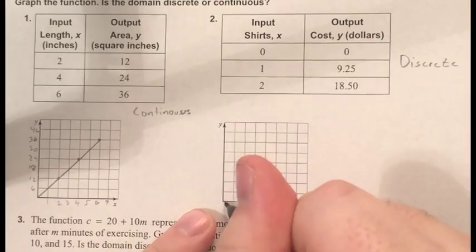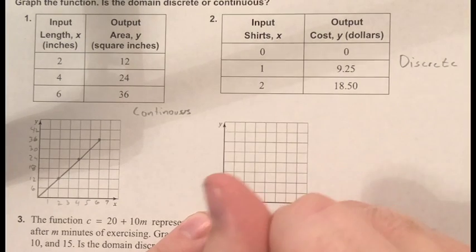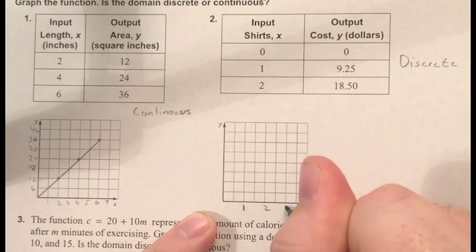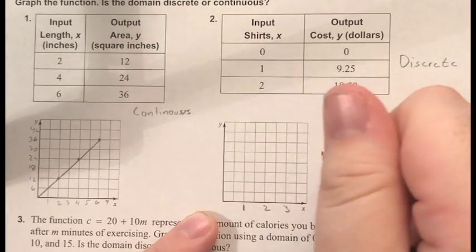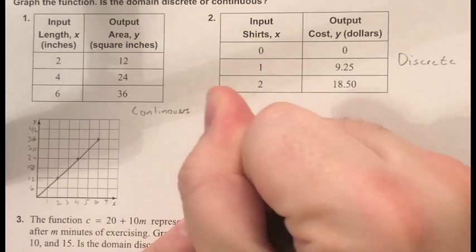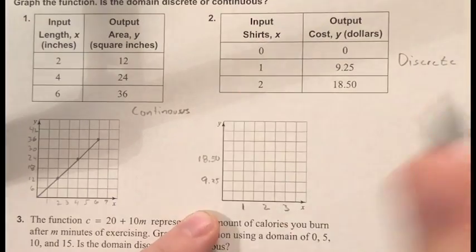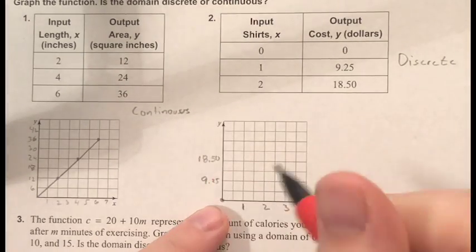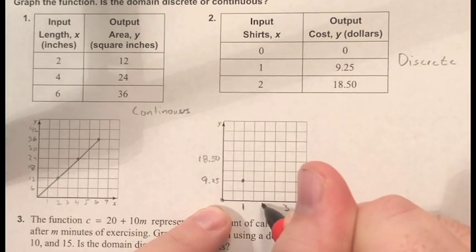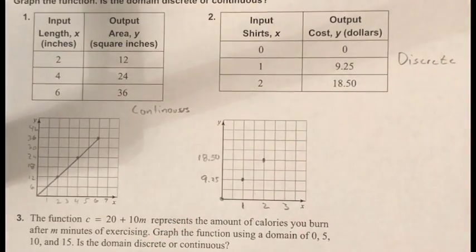So we can basically graph this. And for the sake of argument, we're going to do this as 1, 2, and 3. And then the next one would be 925. This would be 1850 on this next side. And I'm not going to do the next one. So we know that at 0 shirts, we have to pay $0. At 1 shirt, it's $9.25. And at 2 shirts, it's $18.50. So this is definitely a discrete function.